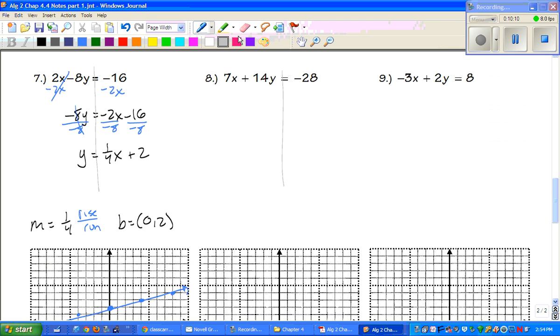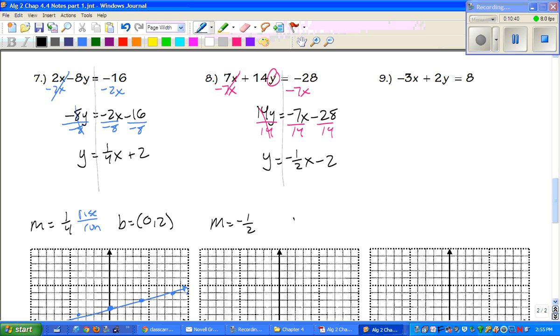All right, next one. So once again, we got to solve for y. Subtract the 7x from both sides. We get 14y equals negative 7x minus 28. Divide everything by 14. Y equals, reduce the fraction, which is negative 1/2 x, minus 2. So our slope is negative 1/2, and the y-intercept is 0, negative 2.